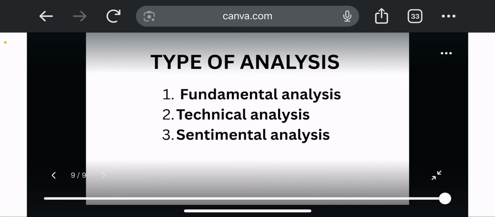And lastly, we are going to be looking at types of analysis. There are 3 basic types of analysis. We have the fundamental analysis, the technical analysis, and the sentimental analysis. So let's take it one after the other. The fundamental analysts are the ones that use news. Basically, they use news to trade.